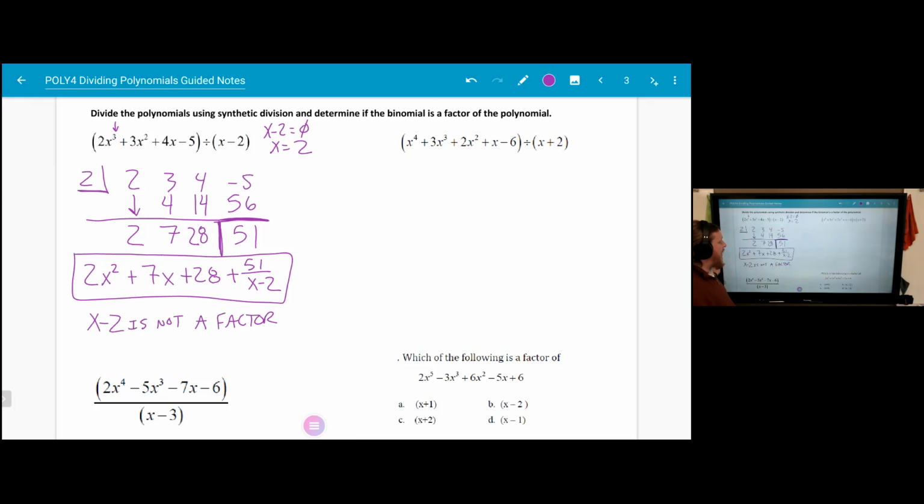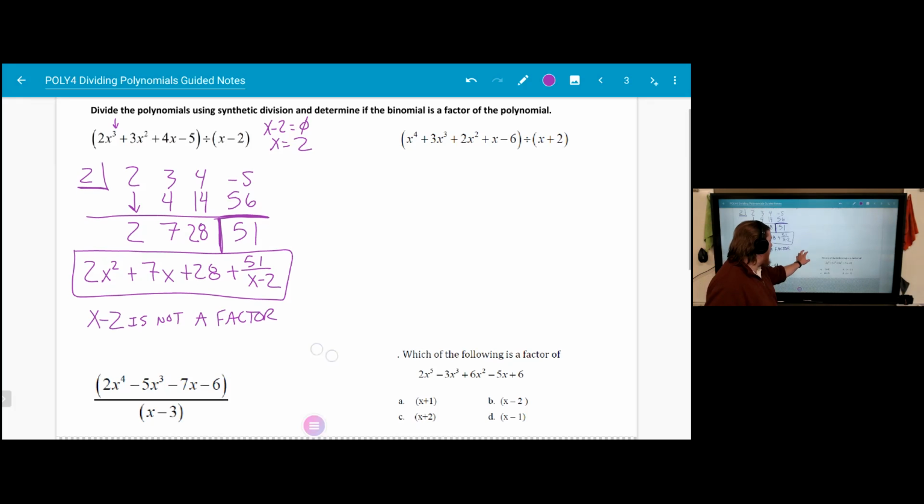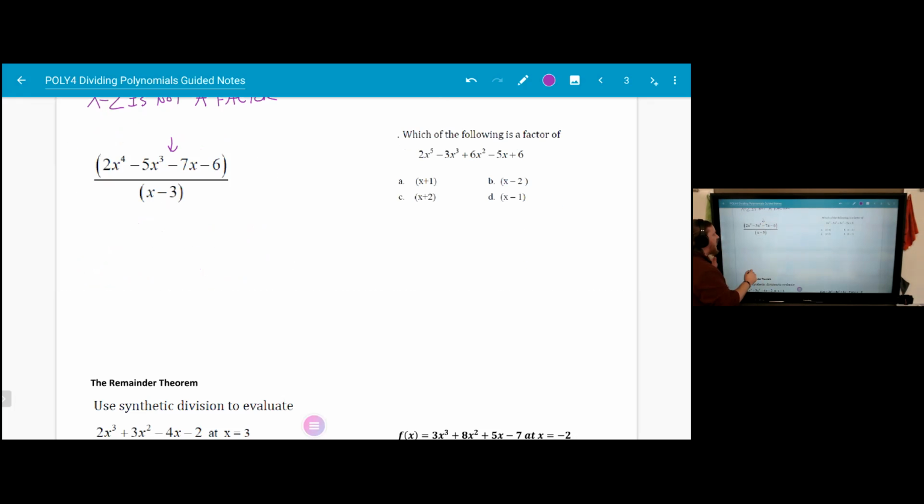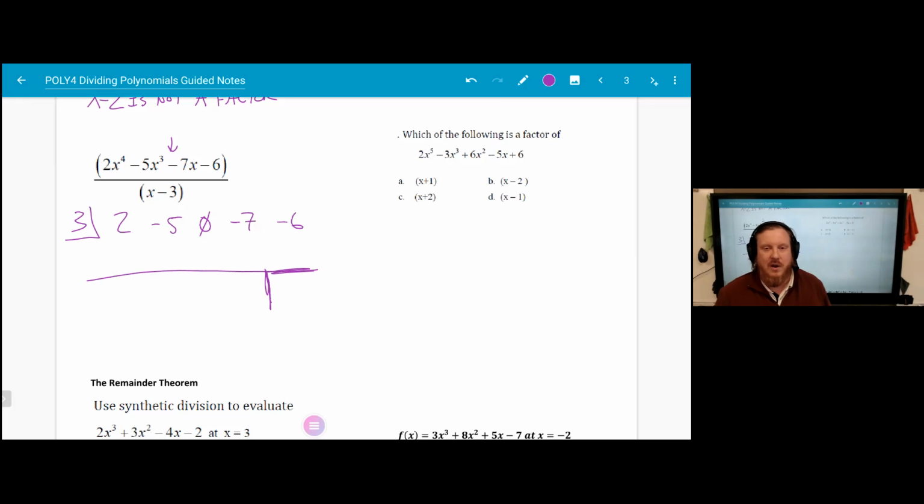Now you're going to do the next 3 of them here, but I want to point out something. The one that's just below is missing an x squared. So when you go to set this up, 3 is in the house. Your coefficients are 2, negative 5, and since there's no x squared, we have to put the placeholder of a 0, and then the negative 7 and negative 6. So that's your little bit of a hint on those next few. And then we'll come back and check and talk about it.